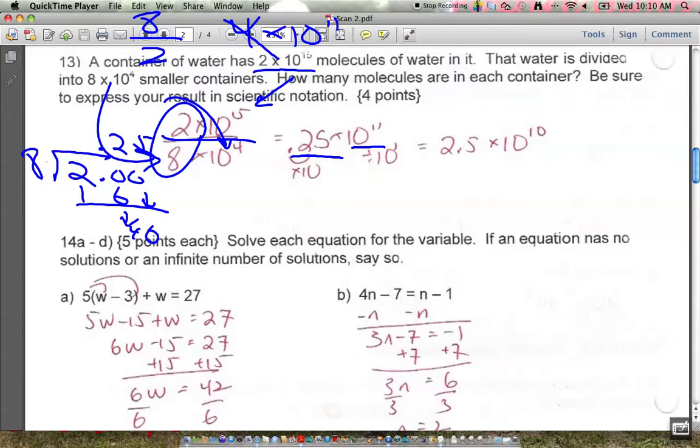But we still have a problem. That's why this question's involved. We still have a problem because 0.25 is not between 1 and 10. So I have to multiply by 10, and then to balance it, I need to divide by 10. So ultimately, to get it into scientific notation, I have to write 2.5 times 10 to the 10.